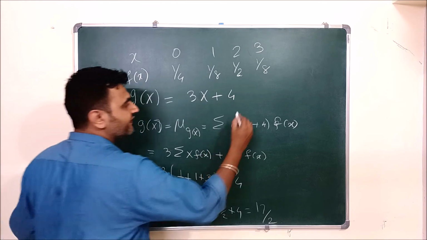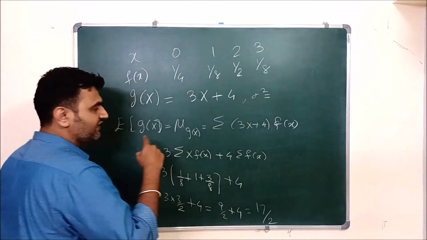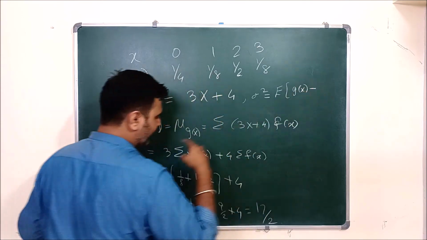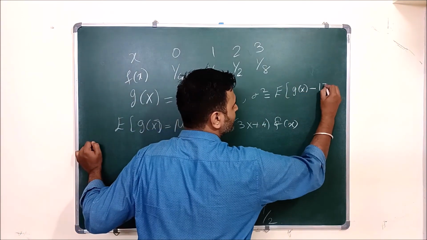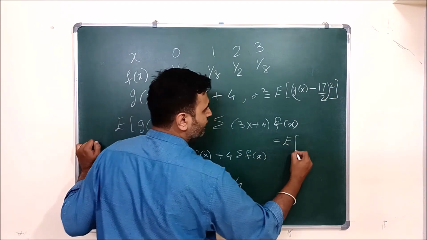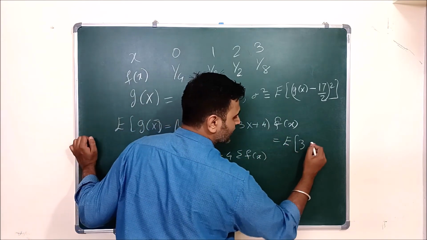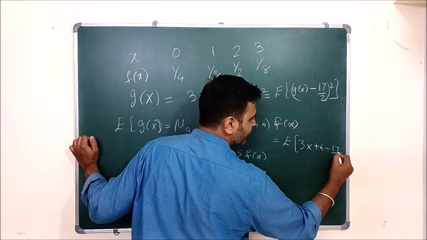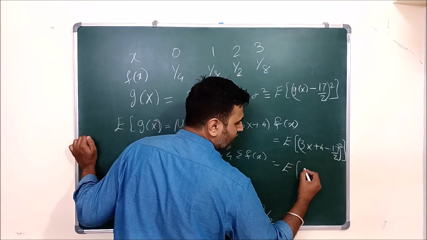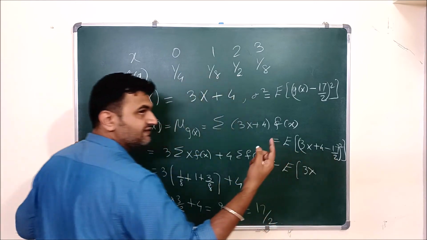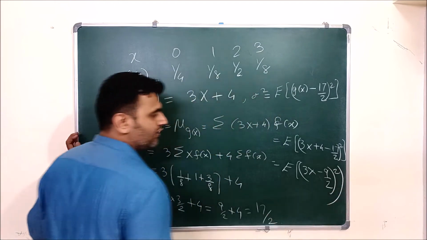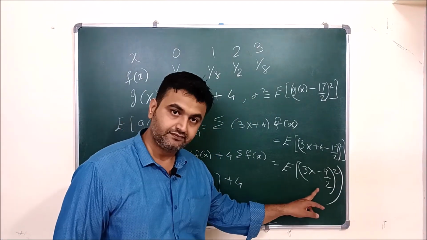Okay. And now I want to find the variance. So what is that? It is nothing but expected value of g of x minus its mean. So mean is 17 by 2, whole square. So what is this? This is expected value of, what is g of x? 3x plus 4. 3x plus 4 minus 17 by 2 whole square. What is this expected value of? 3x, 4 twos are 8, 8 minus 17 is minus 9 by 2. So you have to only find expected value of this.